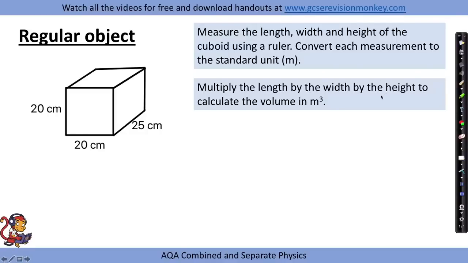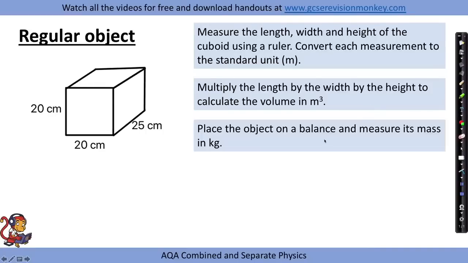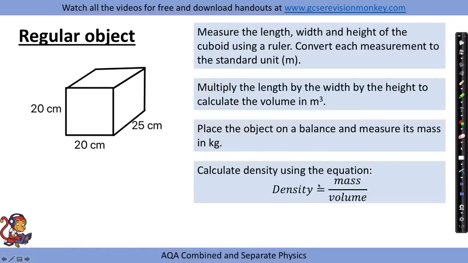Multiply the length by the width by the height to calculate the volume in meters cubed, and then we place the object on a balance and measure its mass in kilograms. We finally calculate the density using the equation density equals mass over volume.